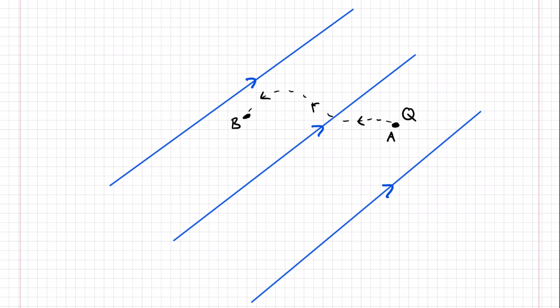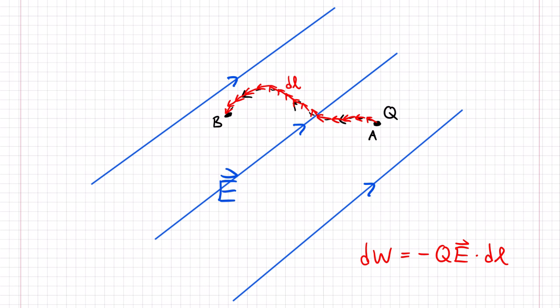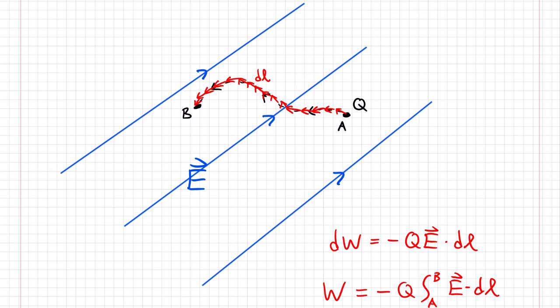Now I'm going to talk about the energy and potential in an electric field. In this electric field, suppose I want to move Q from position A to B along the dotted line. We can see this movement as a combination of these little dl. The work that's being done through this dl is minus Q times E dotted dl.